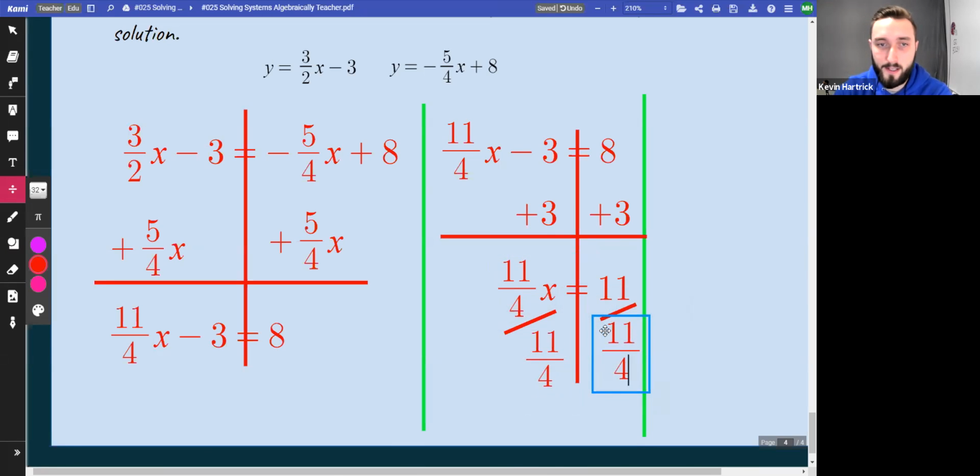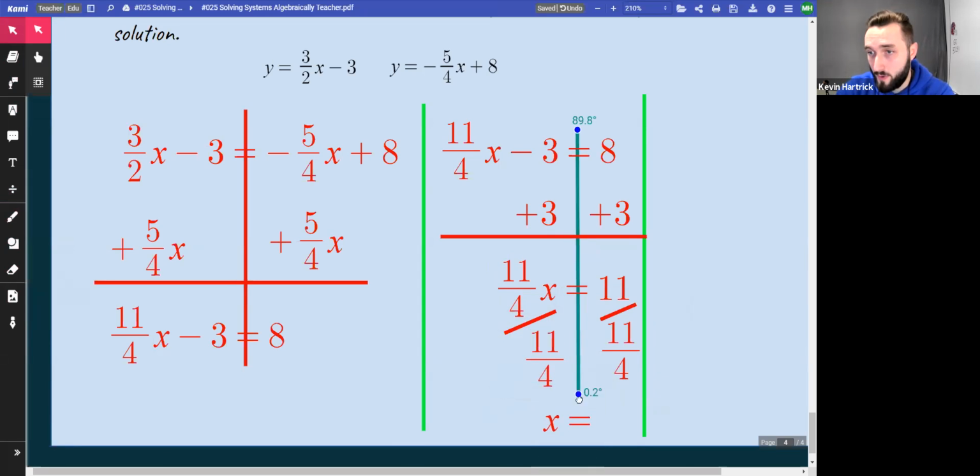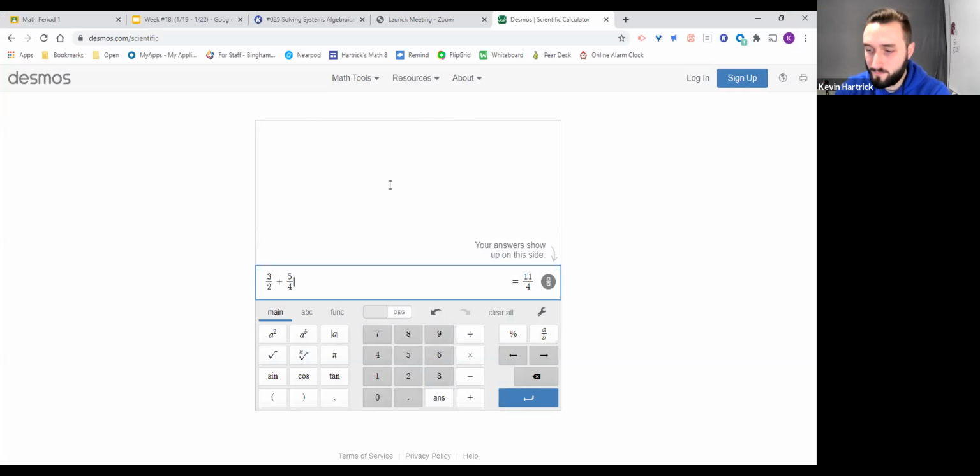Notice how it gets real sloppy. Not sloppy, but just a little bit more complicated when we start looking at fractions. That's why this one was nice and easy to solve when we graphed it. Algebraically, it's a lot more challenging. Some are more challenging with algebra, some are more challenging with graphing, okay? So we have 11 divided by 11/4. We're going to do that in our Desmos calculator.